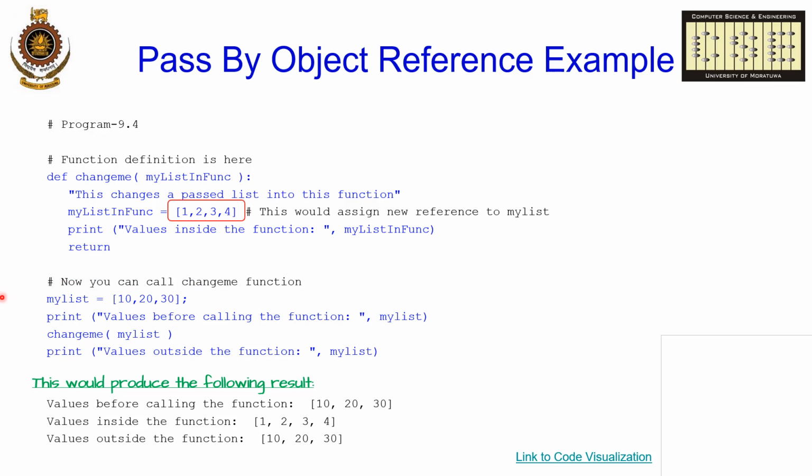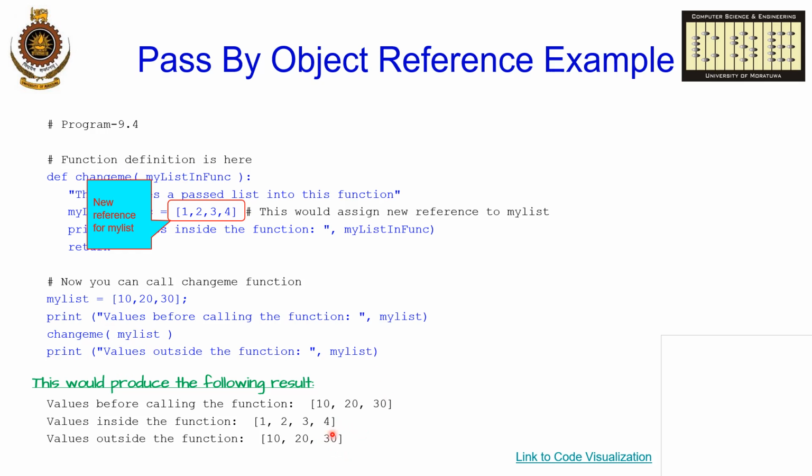Like before, we initialize a list outside. So outside the function scope, in the main scope, we have mylist, define a new list. We print the list. We call change me. This part is called, where inside that we print whatever has changed inside the function, and then outside the function, after the function call returns, we print mylist again.